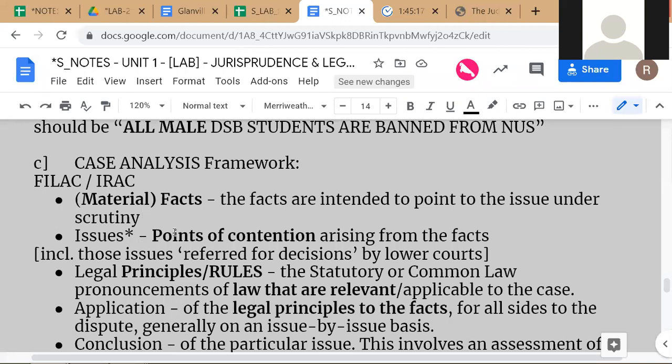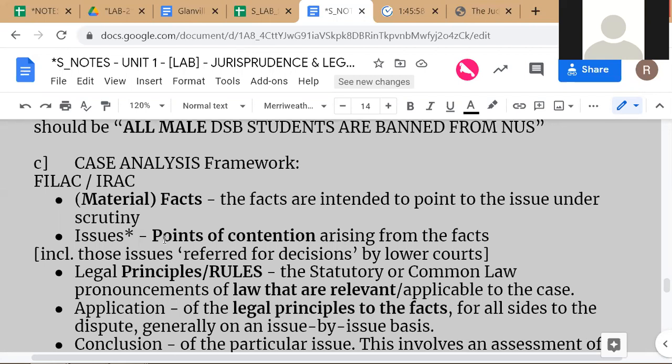Issues, okay, the issues are basically the point of contention arising from the facts, which includes issues referred for decisions by lower courts. So certain judgments that you might read are actually judgments on appeal. They're judgments of higher courts, like the Supreme Court, and they're on appeal. And some of those may not really be appeals, but references from the lower courts. High courts can refer a court case to a Supreme Court for a decision on a point of law. So when we talk about issues, this would include the issues that the High Court has framed for discussion. Okay? So you'll see that.